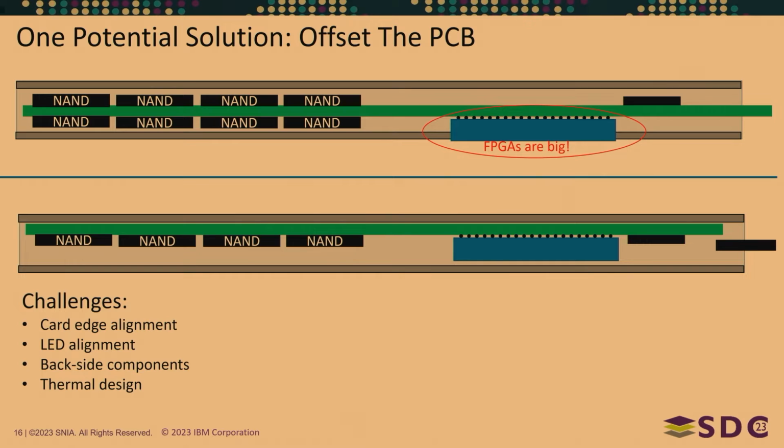So one solution is you could offset your PCB. Now that causes even more challenges to deal with. Now you've got a card edge you have to maintain in the center of the form factor, and your main PCB is offset. That's a problem. The LEDs, the standard requires that you put them in very specific spots on the front of your drive. That's a problem now. And the backside components, you're pushed so close, your PCB so close to the edge of your shell that you can't really have components there anymore. And then of course thermal design, with an FPGA, you're operating at very high power levels, and you've got a very, very thermally dense device there that you have to worry about.